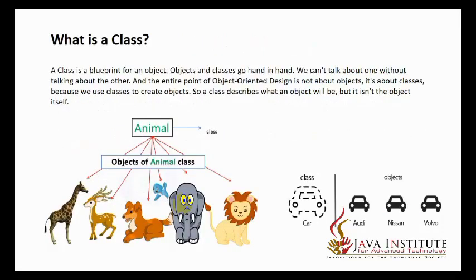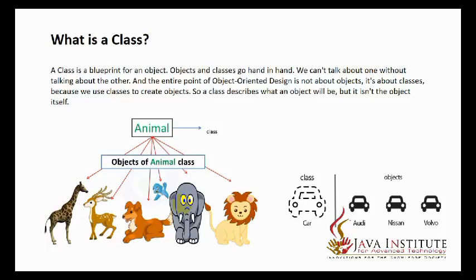First of all, I will explain what a class is before going to the other sections. A class is a blueprint for an object. It means objects and classes go hand in hand. It means there is a combination of object and class. We can't talk about one without talking about the other. So that's why we say objects and classes go hand in hand. And the entire point of object-oriented design is not about objects, it's about classes.